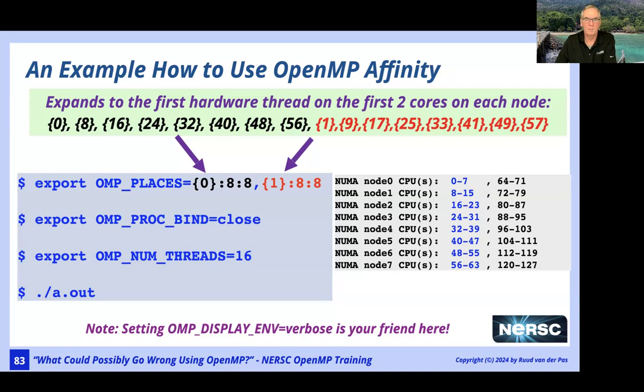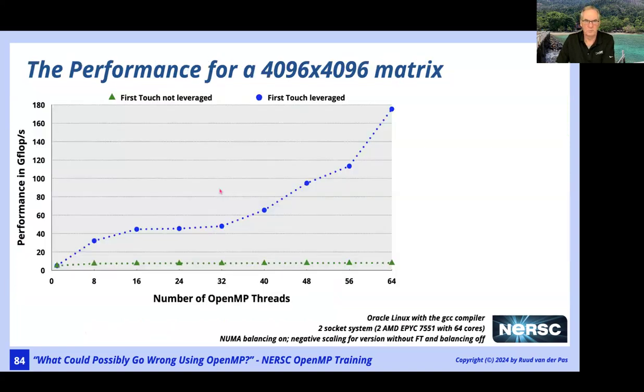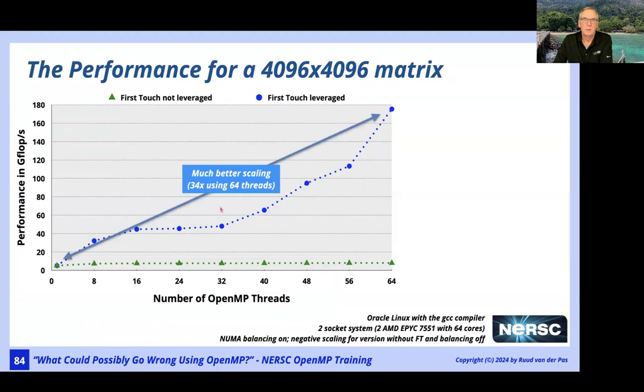I run my program and look at the performance difference. It's remarkably faster. The green one was already with that NUMA tuning at the OS level enabled. And now I leverage first touch. What I get is 34x all the way to 64 threads. I have some really strange behavior in between.